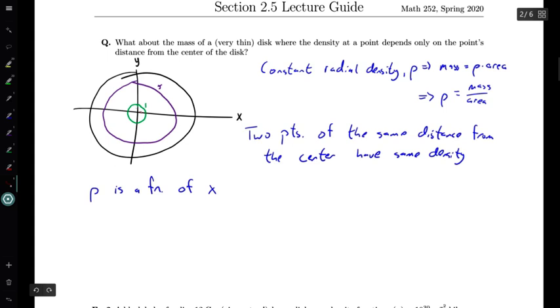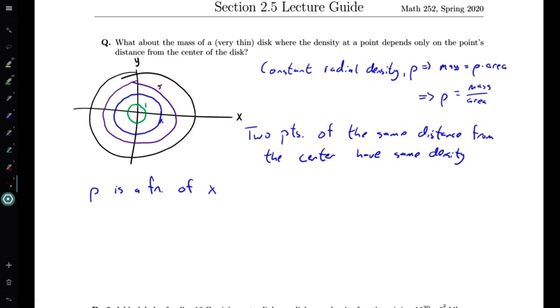Because each x value here determines a circle centered at the origin. Namely, if I pick the x value here, I can draw the circle centered at the origin with radius x. And once I know how far away I am from the origin, that tells me exactly what my radial density is. So given an x value, I can always find a radial density for every point with the same distance from the origin as that x value.